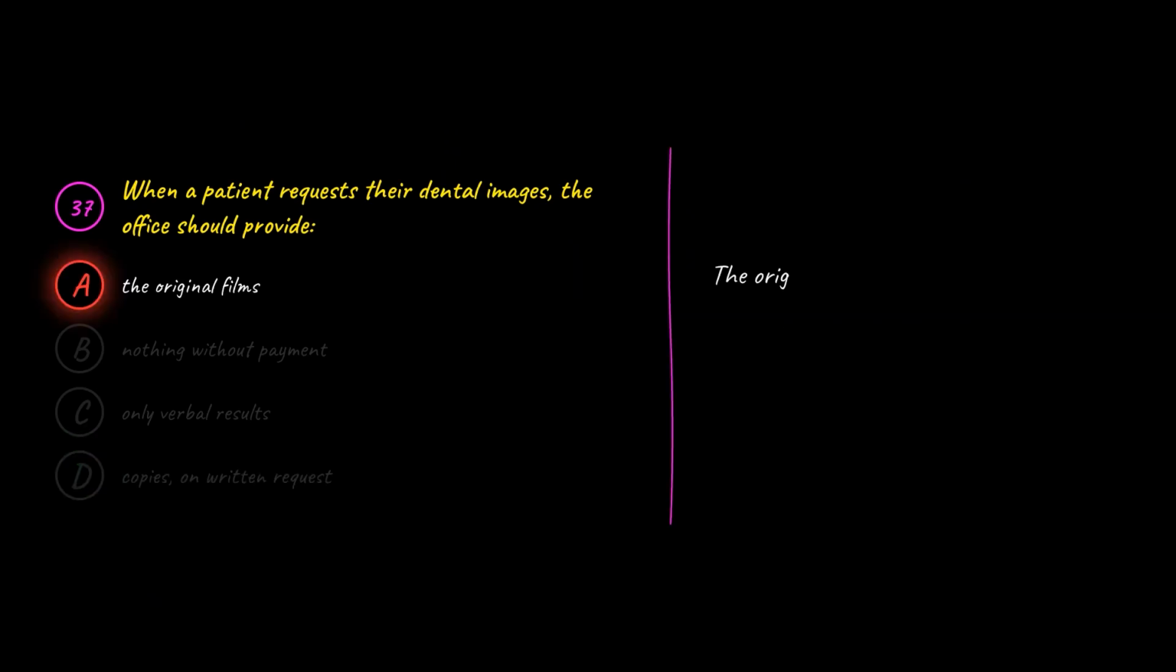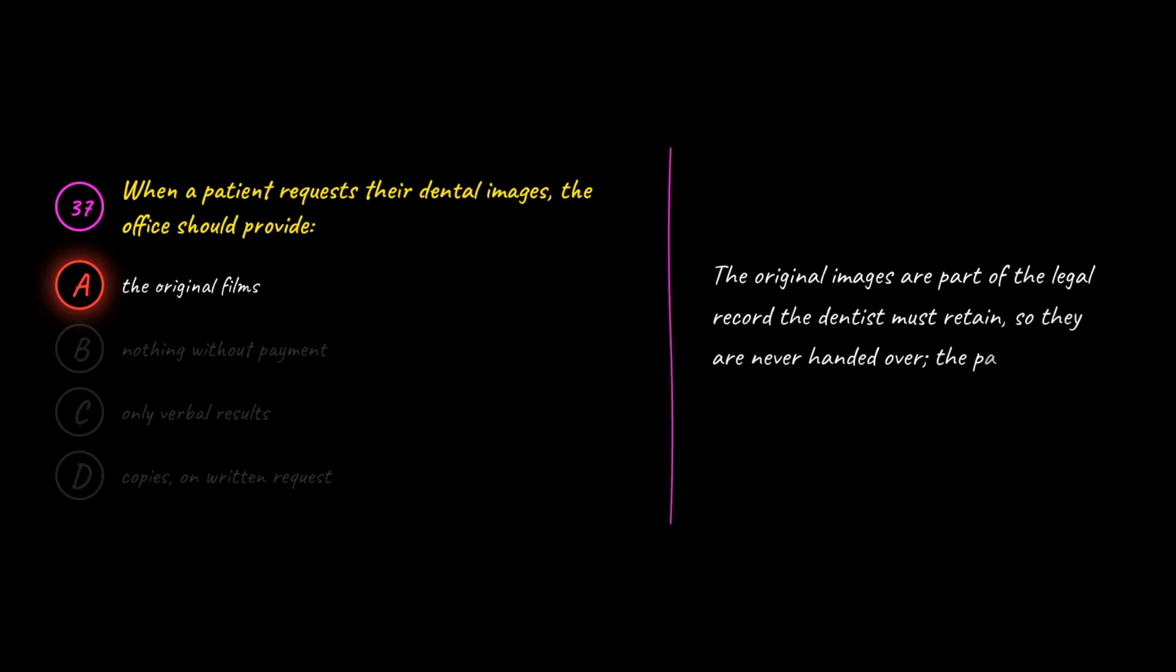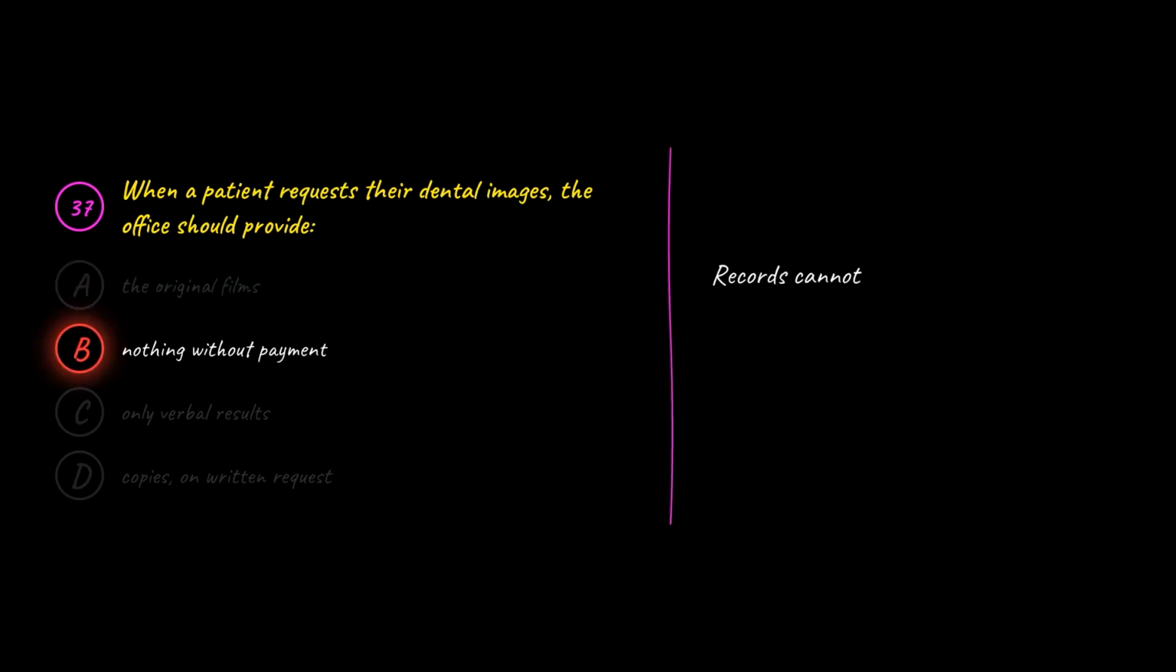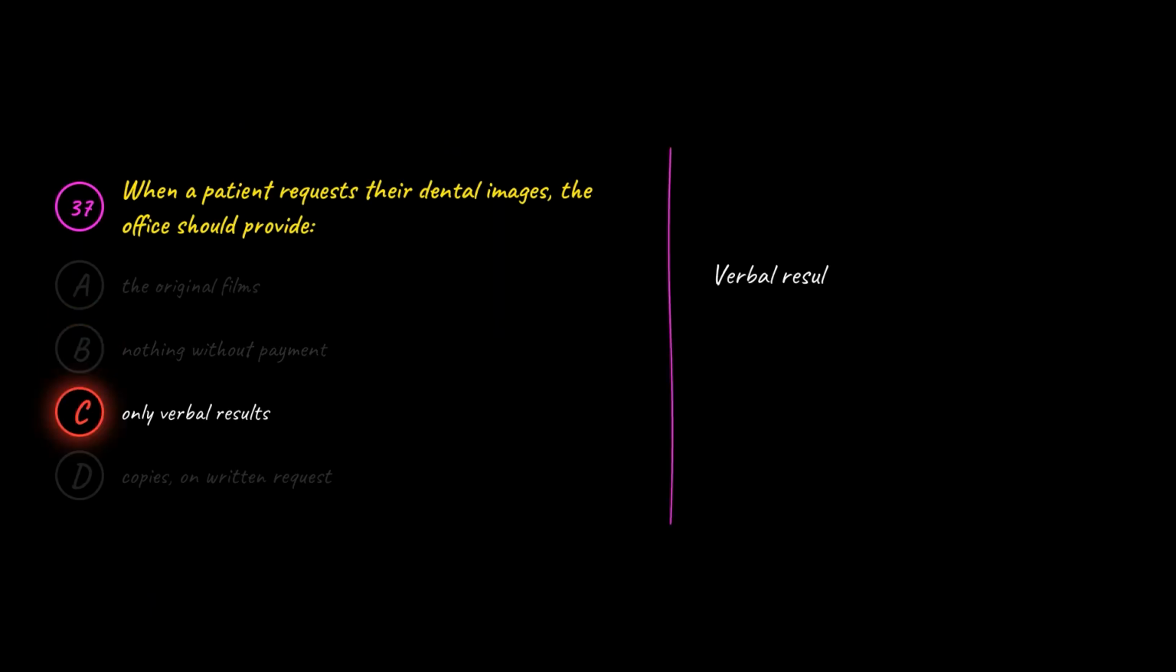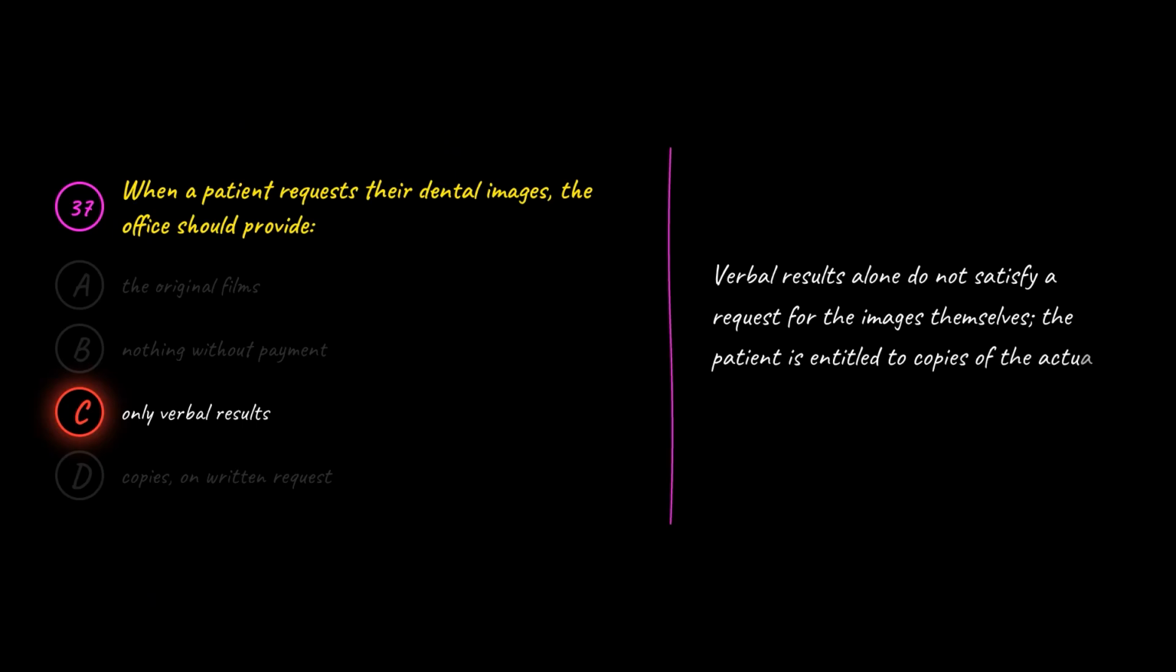A is wrong because the original images are part of the legal record the dentist must retain, so they are never handed over. The patient receives duplicates instead. B is wrong because records cannot be withheld simply over a balance. A proper written request must be honored with copies, kept separate from any outstanding billing dispute. C is wrong because verbal results alone do not satisfy a request for the images themselves. The patient is entitled to copies of the actual records upon written authorization.